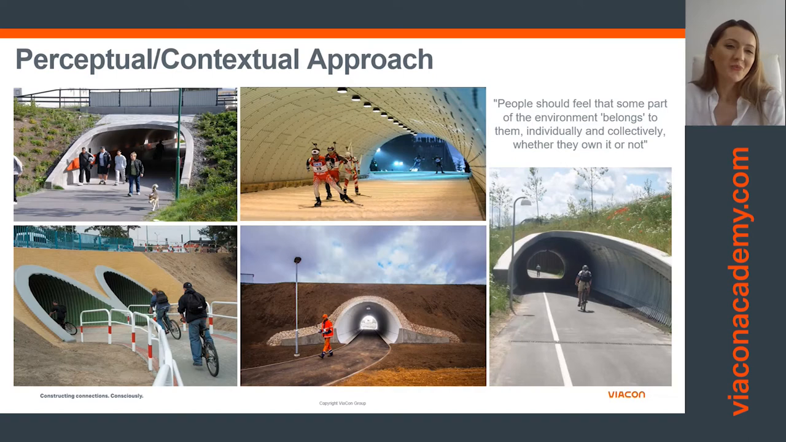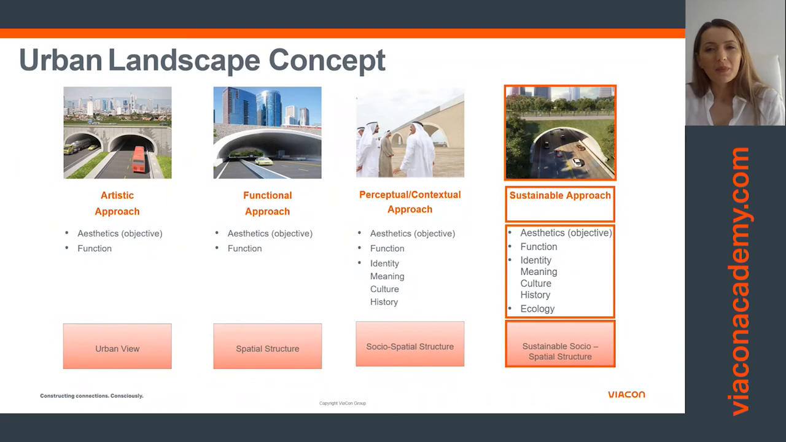Last but not least, the sustainable approach brings additional factors of ecology as one of the goals of urban landscape design. As a result, we are having sustainable socio-spatial structures.